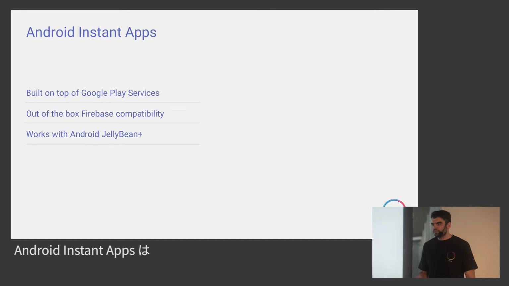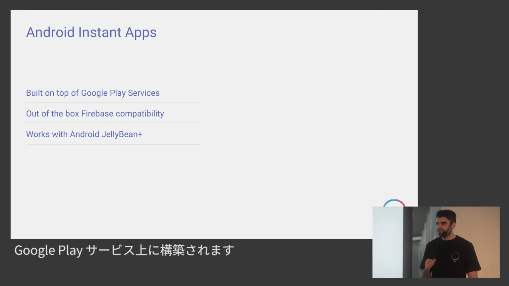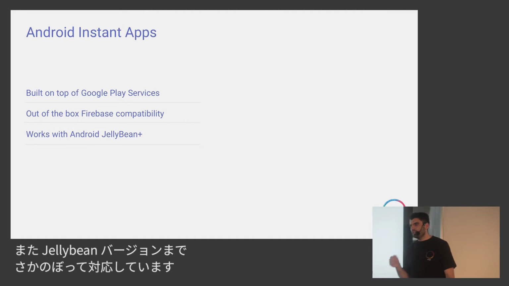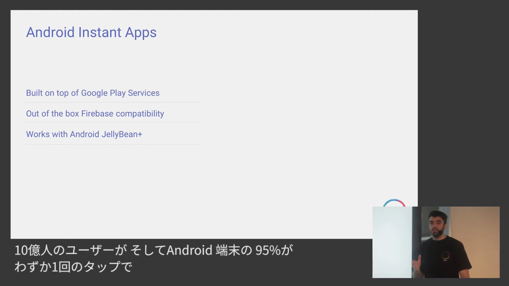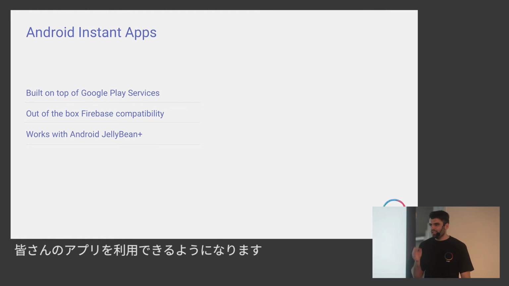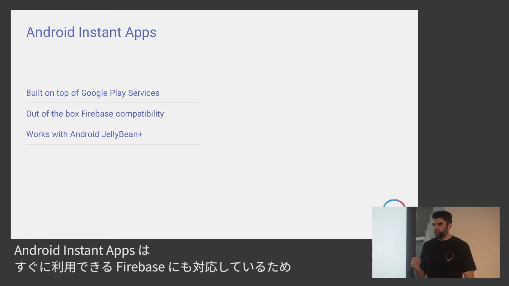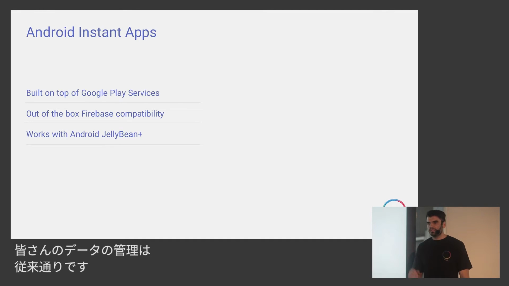Android Instant Apps are built on top of Google Play services and work with devices running Android versions all the way back to Jelly Bean. This means that your app will be one tap away from 1 billion users and about 95% of Android devices. Android Instant Apps even have out-of-the-box Firebase compatibility, which means you're still in control of your analytics.